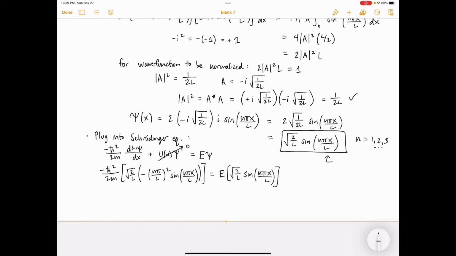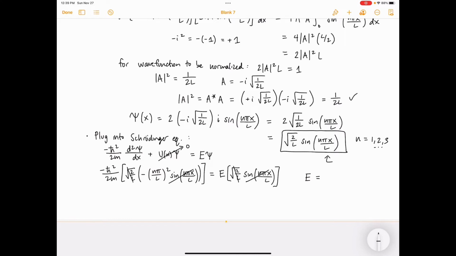And let's cancel some things. We have the root 2 over L on both sides going away. And then we have the sine of n pi x over L on both sides going away. On the left side, we have two negative signs, which cancel out. And on the right side, we just have the energy all by itself. So actually, we can solve directly for the energy.